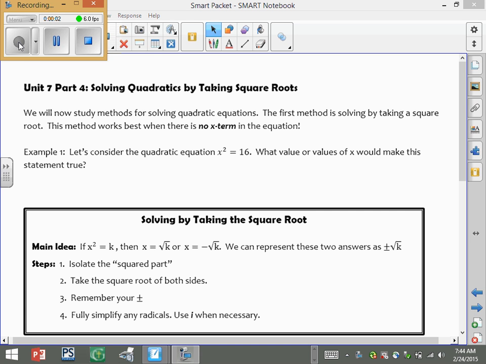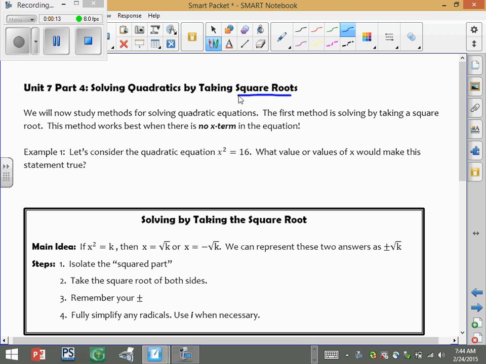So quick recap. We're going to now move from graphing quadratics into solving quadratics. The first method we're going to look at is by taking the square root. If you notice, a lot of these quadratics have some kind of x squared term, right? ax squared plus bx plus c.